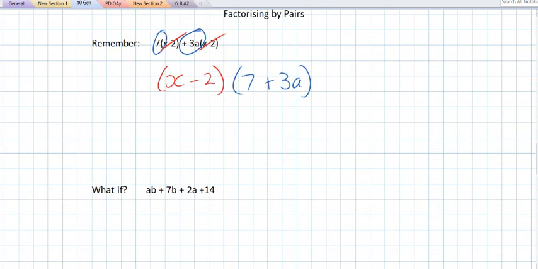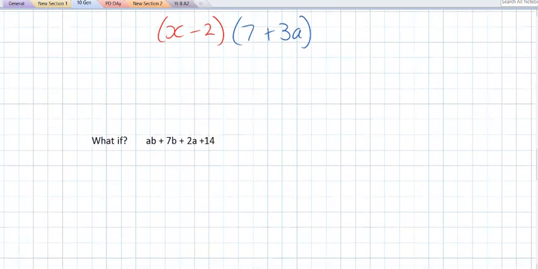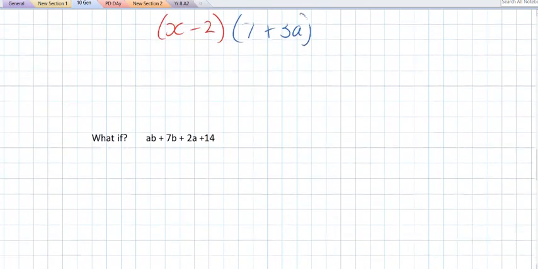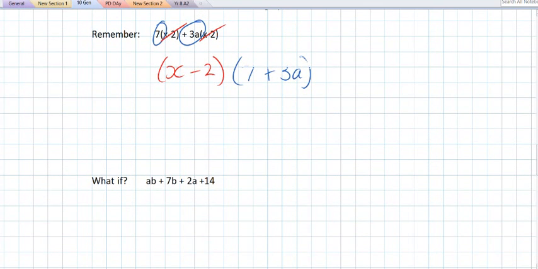However, it's not always going to be that easy for us. What if we have something like the next one? Can you write the next one down and then we'll have a think about it? Can you leave that first one for a second? I'll leave it there for a little bit.